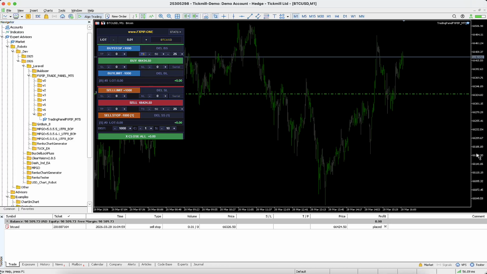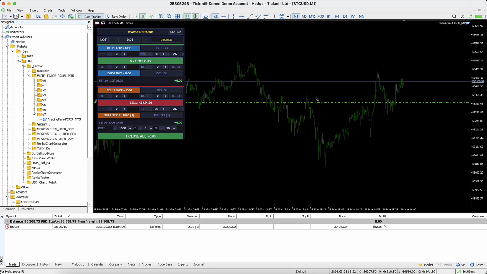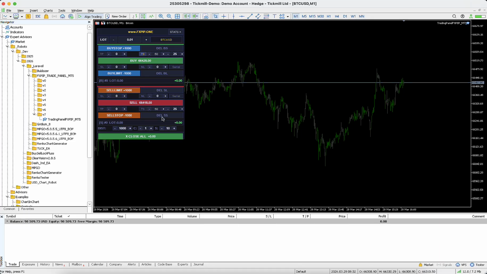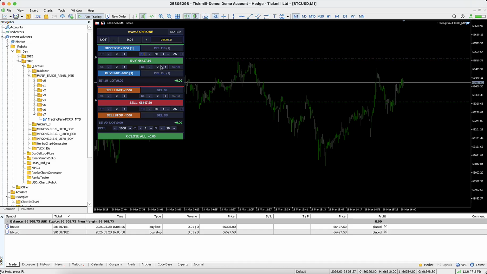Today is the weekend. We don't trade Forex, we trade crypto on demo, so this is why we can test. Sell limit higher than the price. We can quickly delete it. Same for buy limit, buy stop. What else can we do?